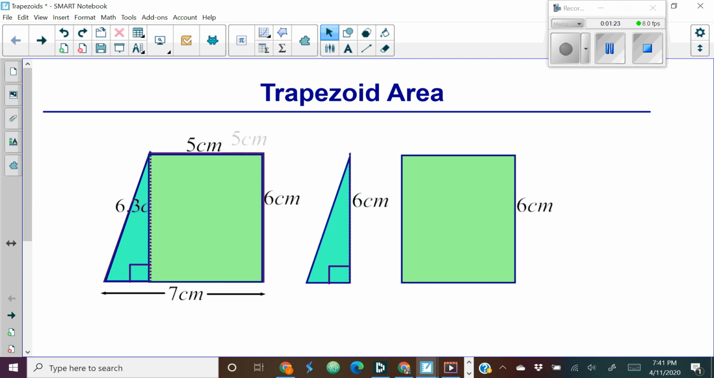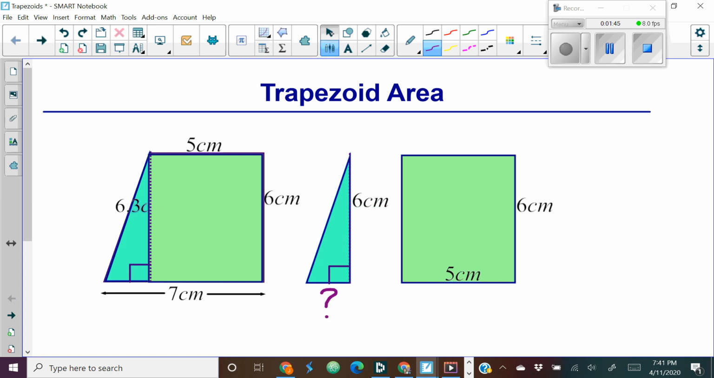And the base of the rectangle is 5 centimeters, because that's the distance up here and the distance down here. But what we don't know is the base of this triangle. So that's the thing that we have to figure out in order to find the area of the whole trapezoid.